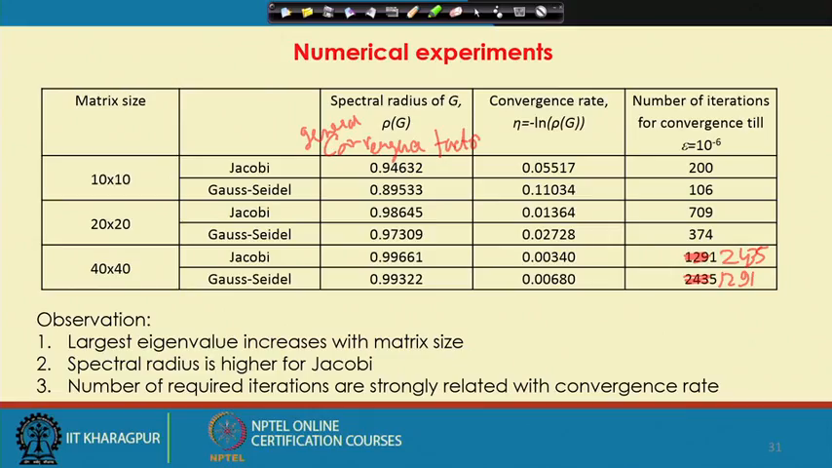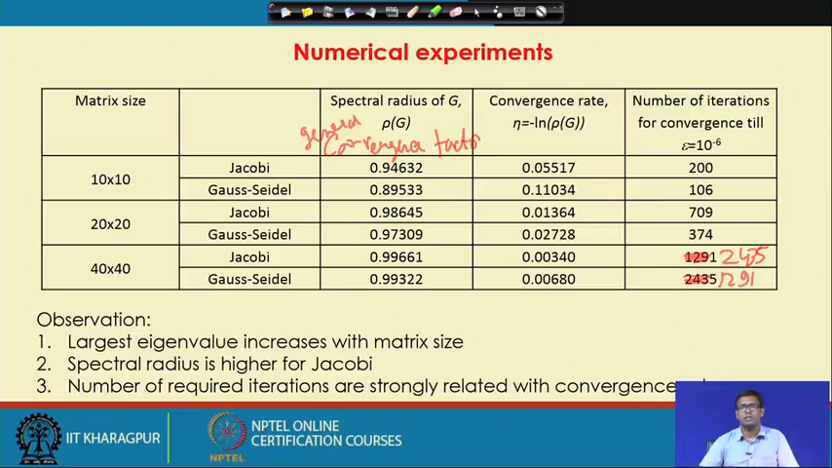So, this is an almost intuitive, actually intuitive proposition. However, we can see that it is actually giving faster convergence, and why is it giving faster convergence? Because at the iteration matrix level, the spectral radius has been reduced. Well, the third observation is that the number of iterations required for convergence is strongly related to the convergence rate.